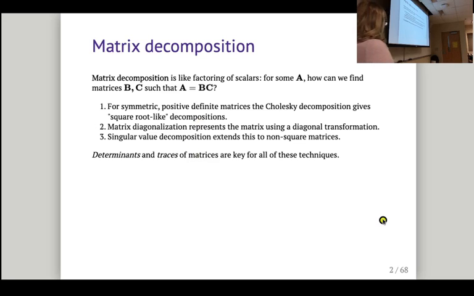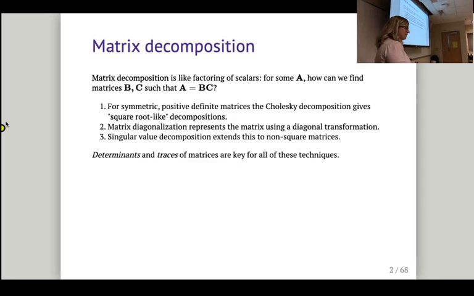Now there are a couple of techniques that we'll talk about today. For symmetric positive definite matrices, we have a really straightforward technique known as the Cholesky decomposition. The advantage of this is that it produces square-root-ish transformations. So if we wanted to think about what a square root might look like for our matrix, the Cholesky decomposition can help us out there. Again, this only works in a very specific situation: symmetric positive definite matrices, so that means square matrices as well.